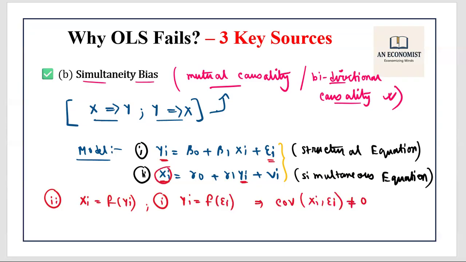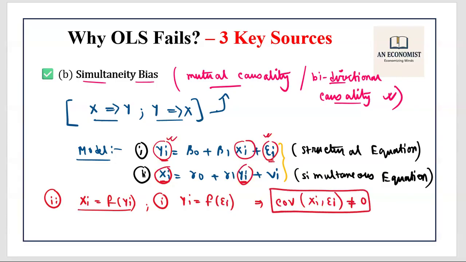Xi in the second equation depends on yi. Xi is a function of yi. Again, yi in the first equation depends on xi and epsilon i. If yi depends on epsilon i, and xi is dependent on yi, which directly means xi is also a function of epsilon i. Which infers that the covariance of xi and epsilon i is not equal to 0 in the first equation, which means xi is endogenous.